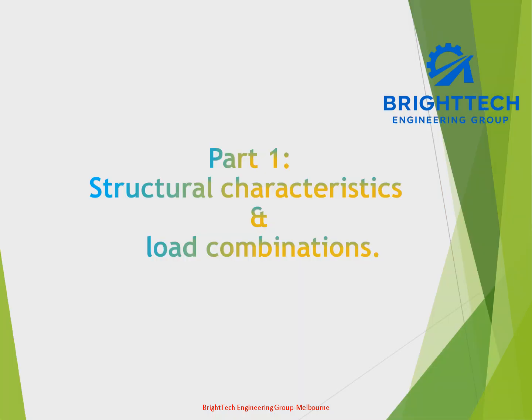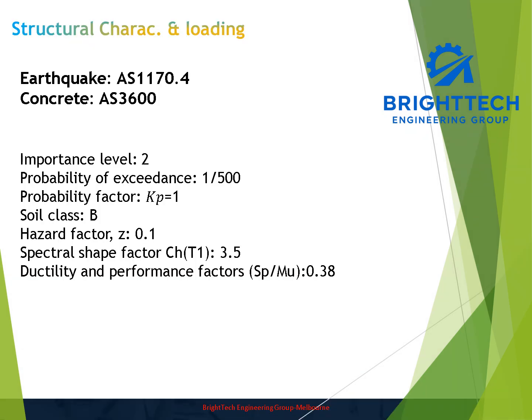Part 1, structural characteristics and loading combinations. The first part is to calculate the earthquake forces. For the earthquake, we will use AS 1170.4, and for the concrete, we will use AS 3600.